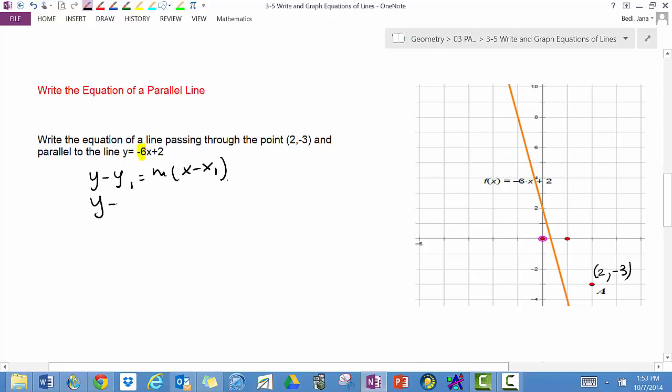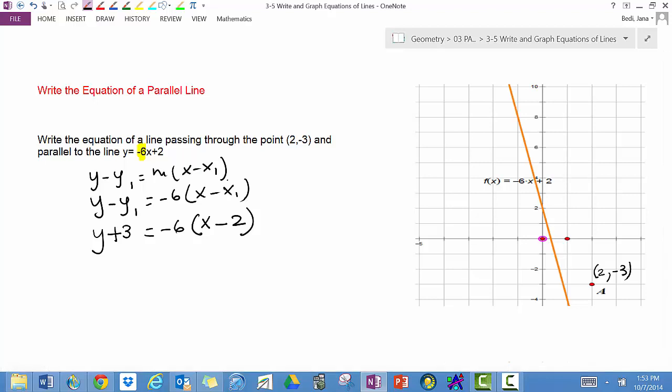The slope is going to be -6, because the slope of the parallel line will be the same. And if you take the point (2, -3), we get y minus a -3, which gives us +3, equals -6(x - 2). And it is perfectly okay to leave your line like this. For yourself, what you should do is take a ruler and convert this form to slope-intercept form and draw a line through (2, -3), and see if it is parallel.